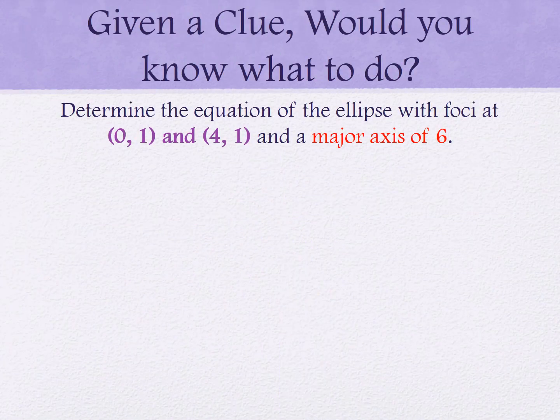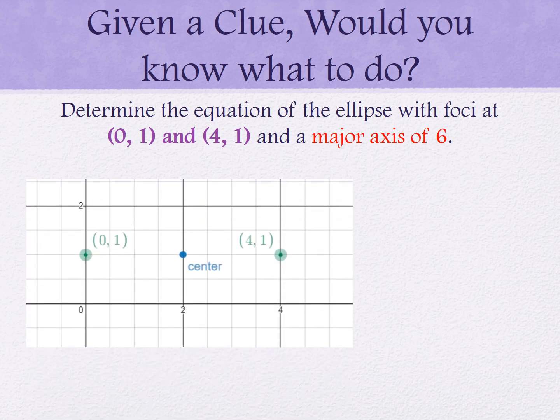All right, our next ellipse type is given a clue. Would you know what to do? Sort of working backwards type of situation. What if I tell you that you have foci at (0, 1) and (4, 1), and your major axis is 6? So you have a major axis of 6, and you have your foci given. So the first thing I want you to do is just sketch it out. What do we know? Where can we go?